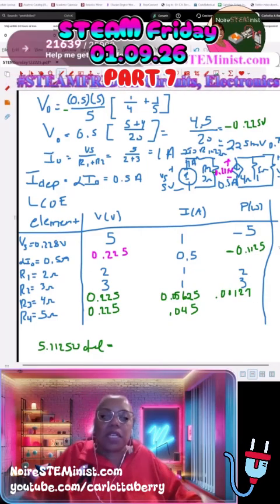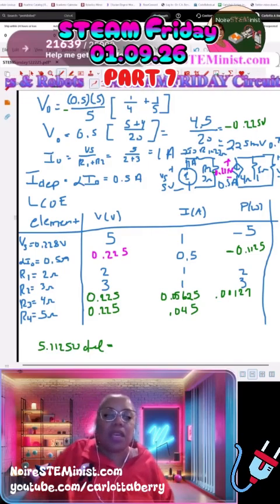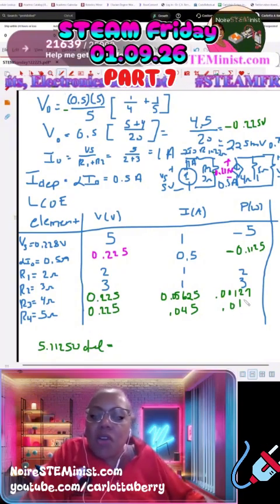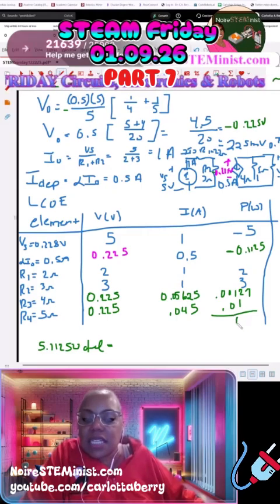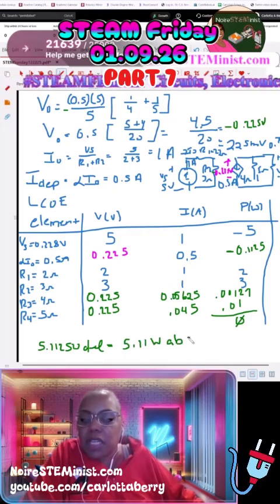0.00127 watts absorbed. Then I'm going to take 0.225 times 0.045, and that's 0.01 watts absorbed, okay? Hopefully, although I have a little bit of rounding error here, you guys can see that this does indeed sum to 0. 5.11 watts delivered equals 5.11 watts absorbed.